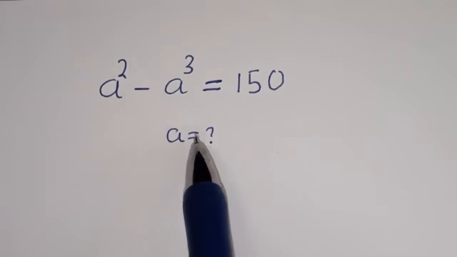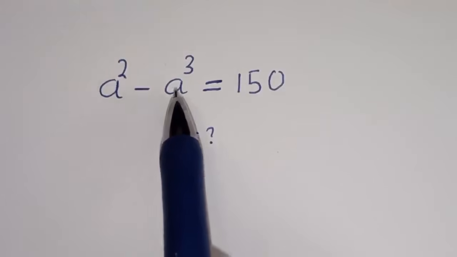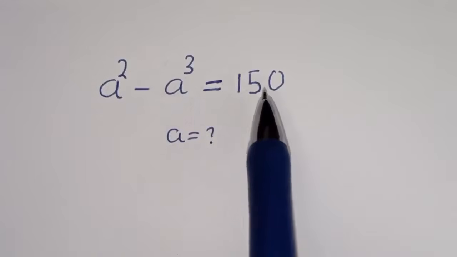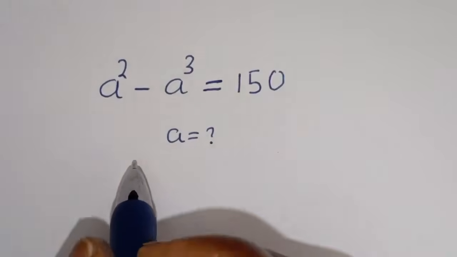Hello, how to solve for a in this equation? a squared minus a to the power of 3 is equal to 150. Solution.